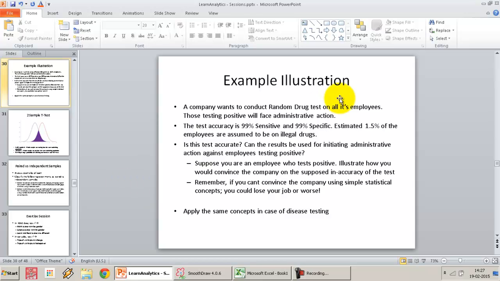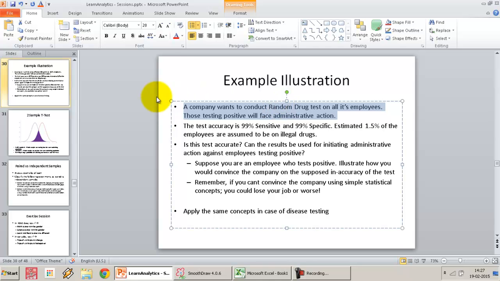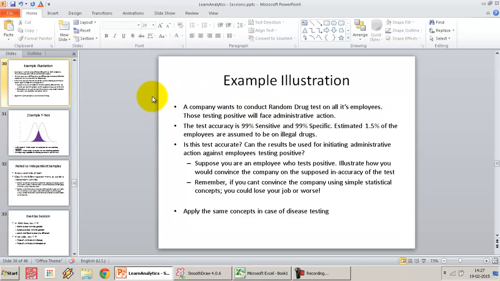A company wants to conduct a random test on all its employees. Those testing positive will face administrative action. So this is a classic binary test. Whenever we do a drug test for that employee, the test will come out only as positive or negative.